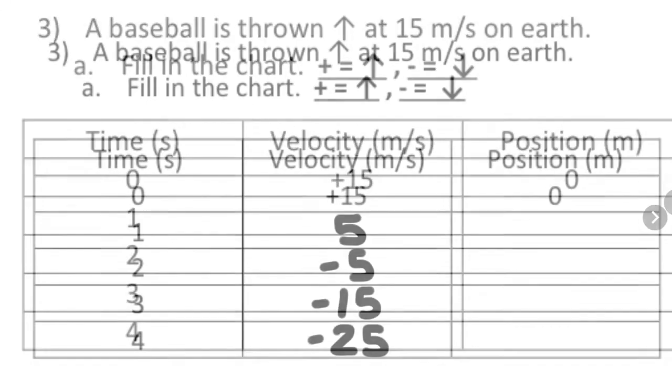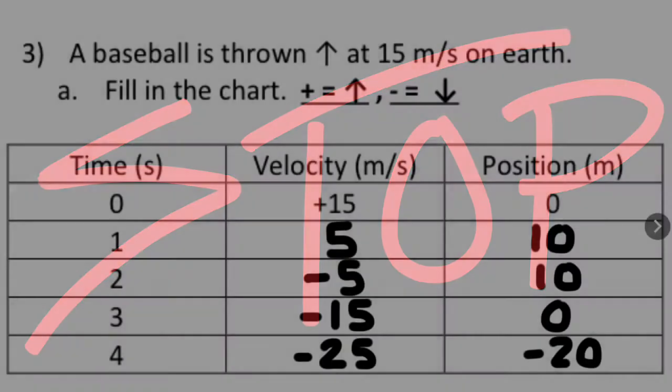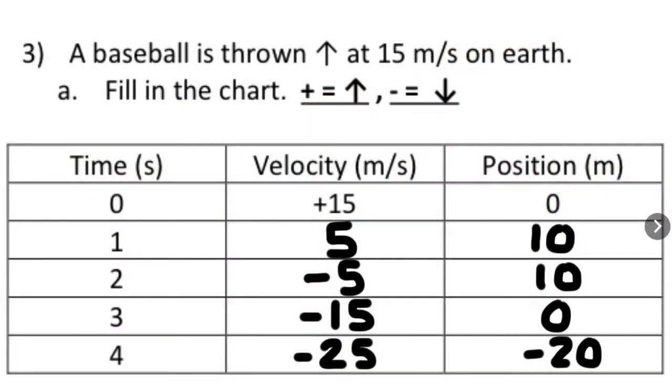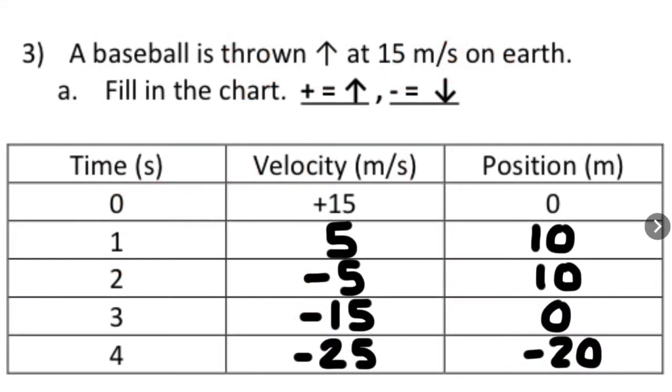Here's the first set of numbers. Just subtract 10 every time. Goes up, starts going down again. The negative means down. Here's the other set of numbers. Average velocities, multiply by time. Watch for symmetry. See the symmetry in these numbers? 1 second and 2 seconds, 0 and 3 seconds. Exactly the same thing because it's going up and coming down and the acceleration is constant.